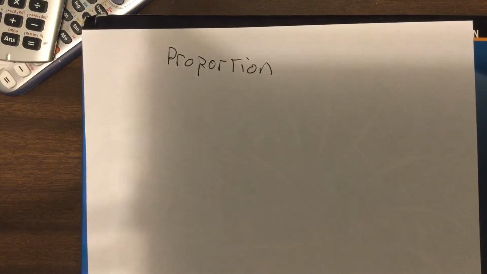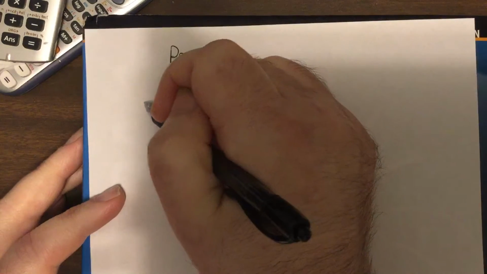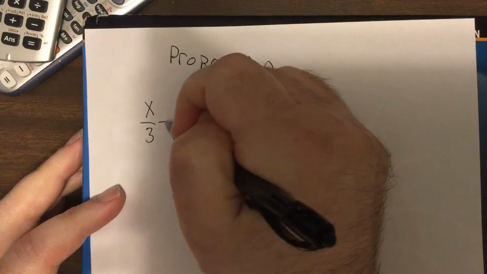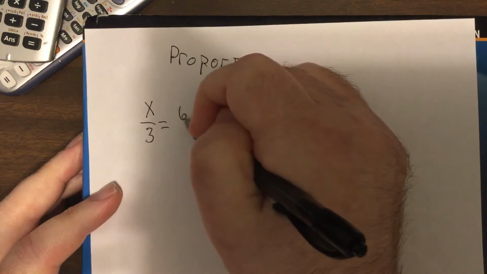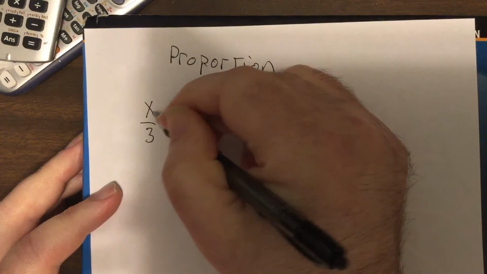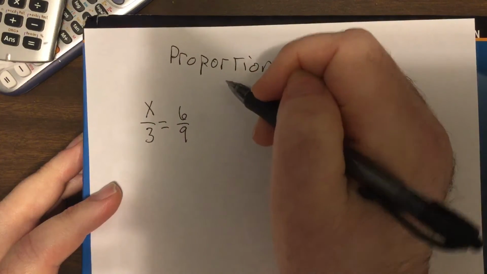Okay, a proportion is just when you set ratios equal, and a ratio is just a comparison of two items. So if I say x over 3 equals 6 over 9, what do you put in for x so this would be a true statement?